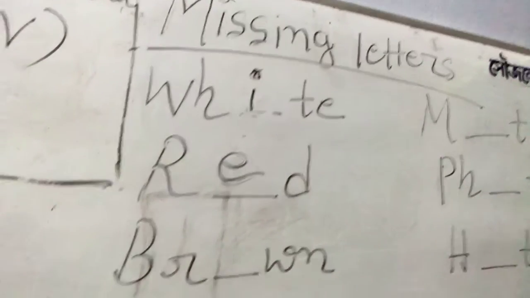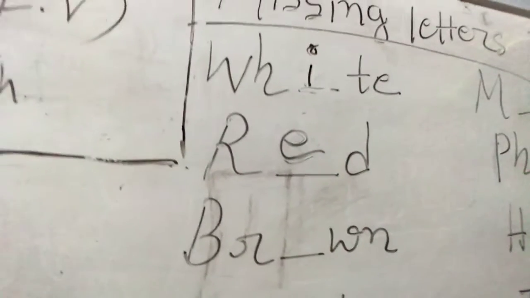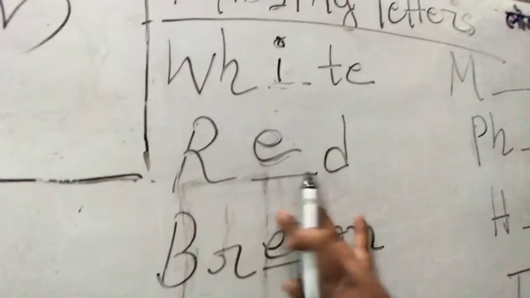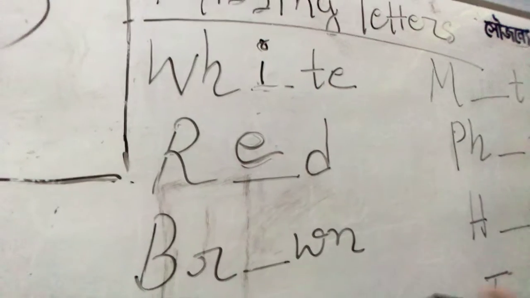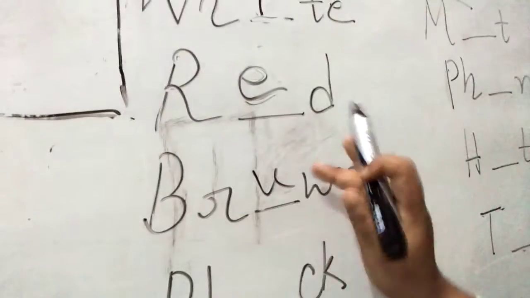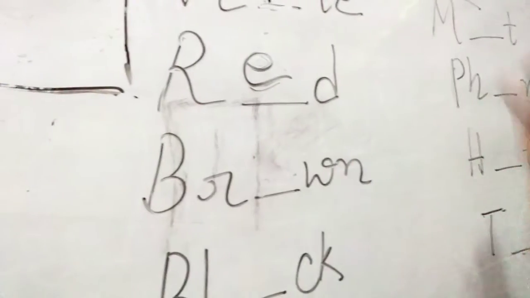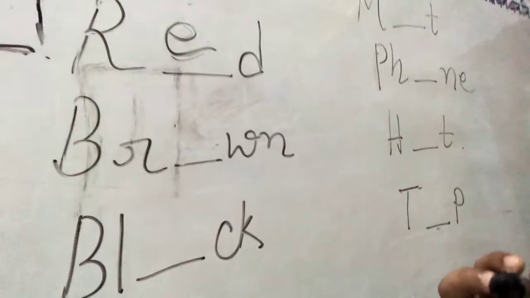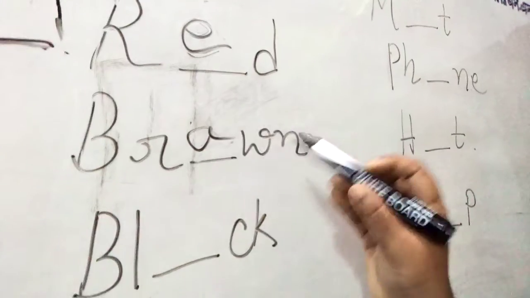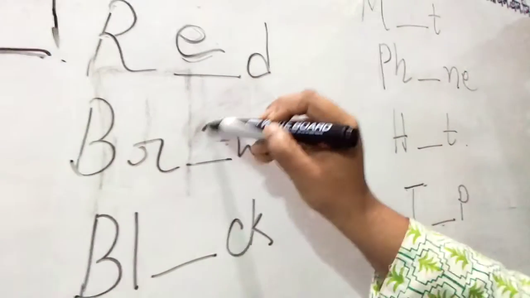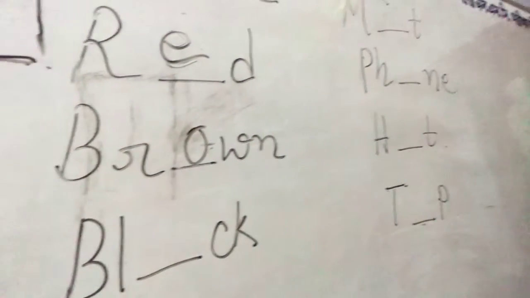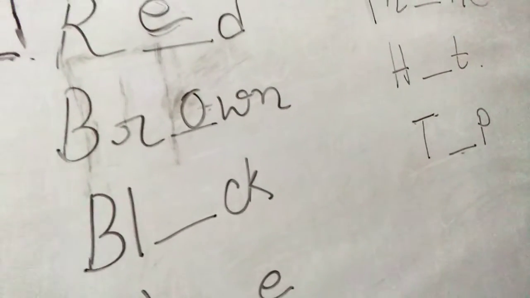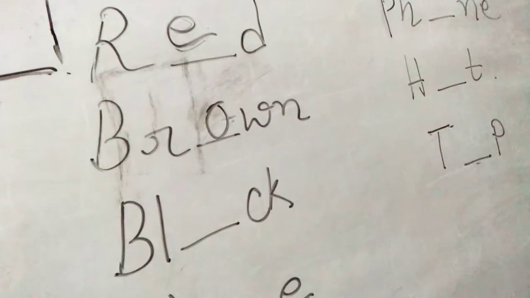Okay. Now coming to the next one, it is BR-WN. If you put E-W-N, it doesn't make any sense. It's not a word. I at least don't know the meaning of this word. If I put U, no, we don't know the meaning of this word also. But if we put O, it becomes brown. What is brown? Brown is also a name of a color. Okay, so we have seen the brown kids.